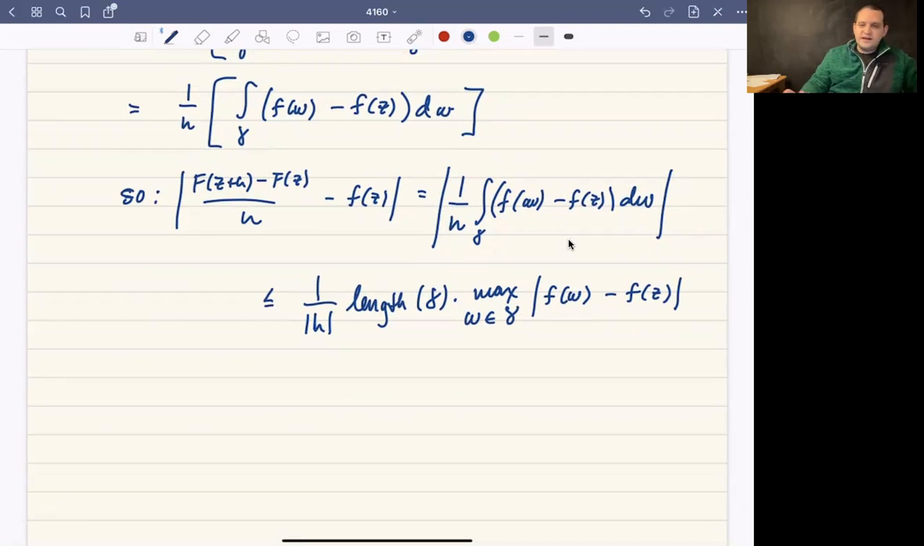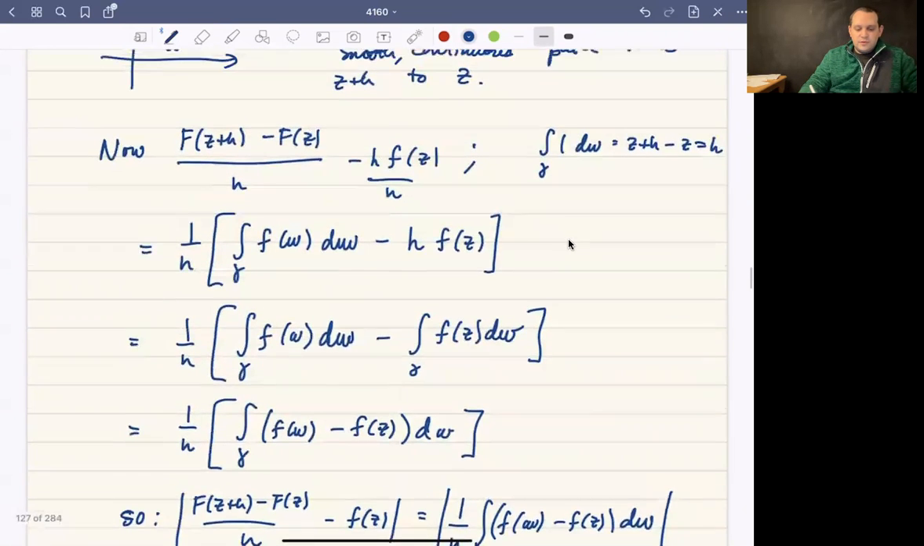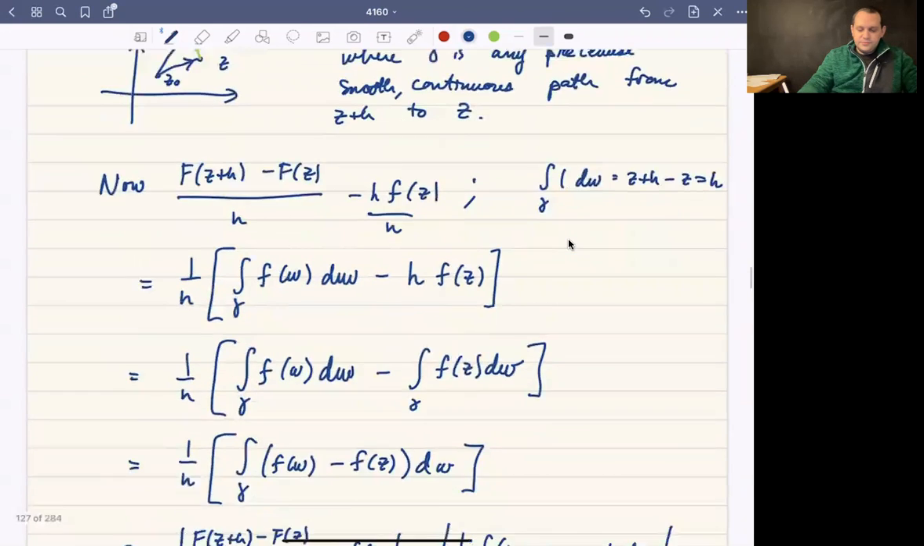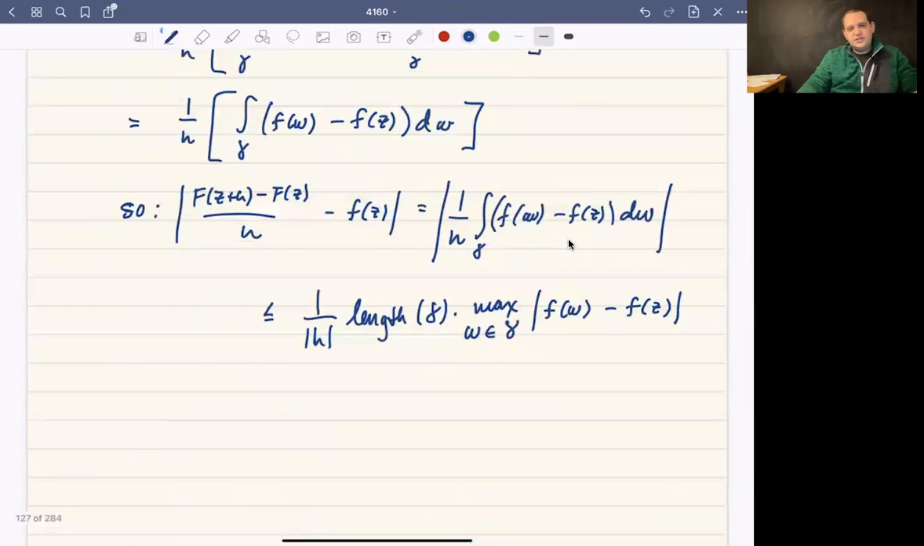So just off to the side, I want you to remember two things. I want you to remember that gamma is a path from z plus h to z. And I also want you to remember that h is a complex number. So there are just a few things to keep track of. Here, h is a complex number, and just a few things to point out.